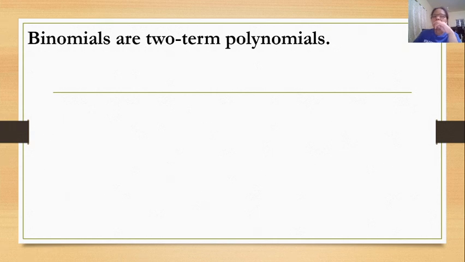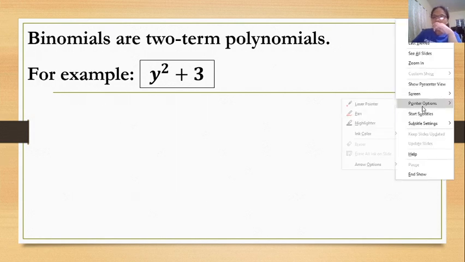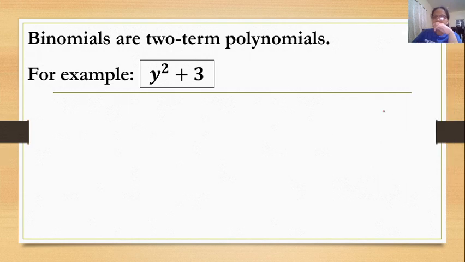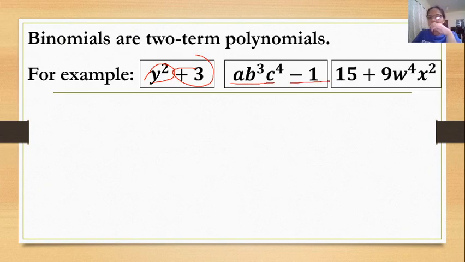They are two-term polynomials. For example, the expression y squared plus 3, which involves y squared as the first term and 3 as the second term. So here are the two terms. And then ab cubed c to the fourth minus 1. So the two terms there are the ones underlined. And 15 plus yw to the fourth x squared. So these are the two terms.